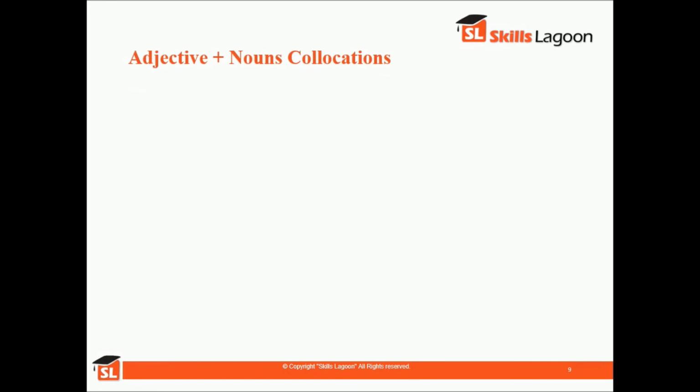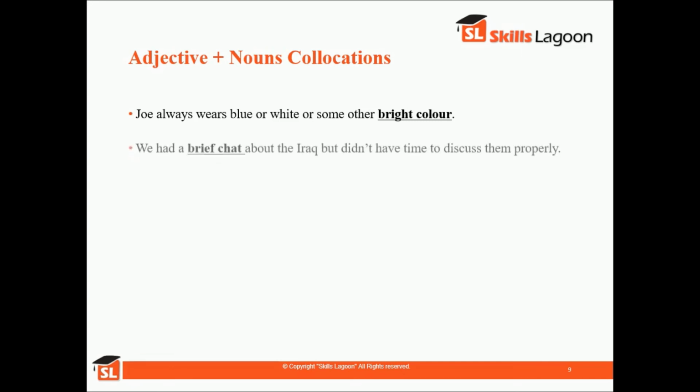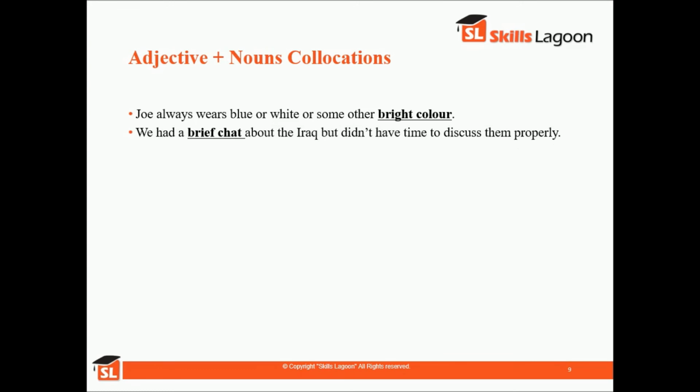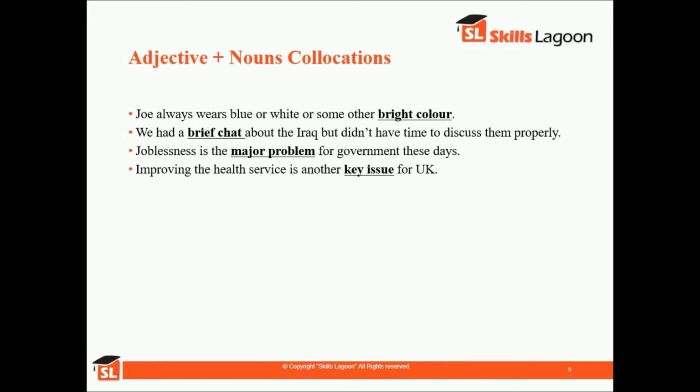The next is adjective plus noun collocations. Joe always wears blue or white or some other bright color. Please look at the words which are underlined and in bold letters. These are collocations. We had a brief chat about Iraq but didn't have time to discuss it properly. Joblessness is the major problem for governments these days. Improving the health service is another key issue for the UK.